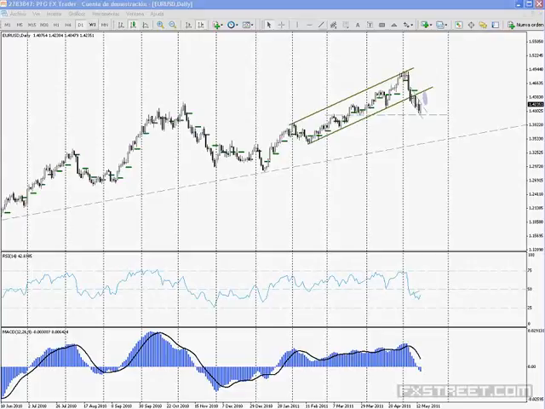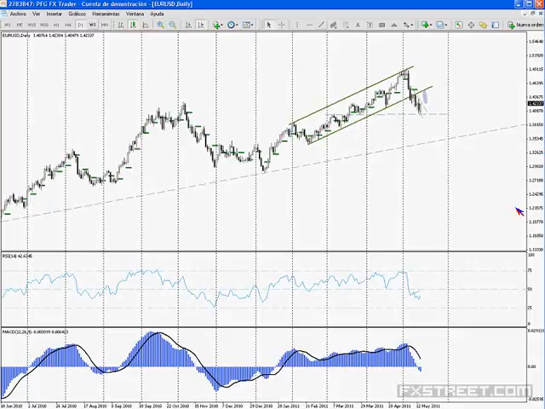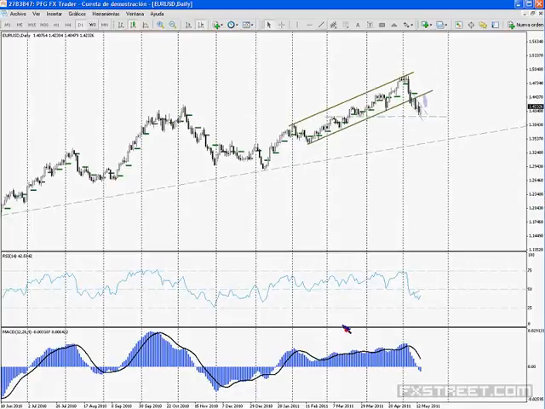The reason I like to start with the majors is that these are the pairs which are more liquid, more transacted in the spot forex, and thus the price structures we see in those majors reflect a lot of price action seen in the crosses and also in other majors.